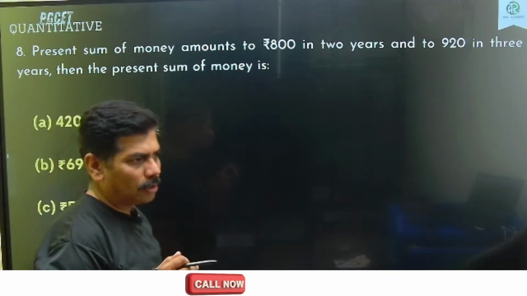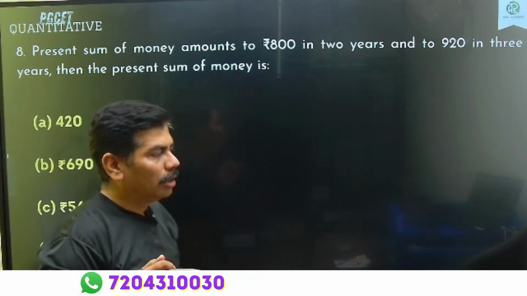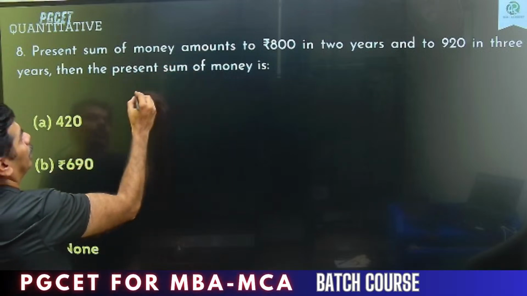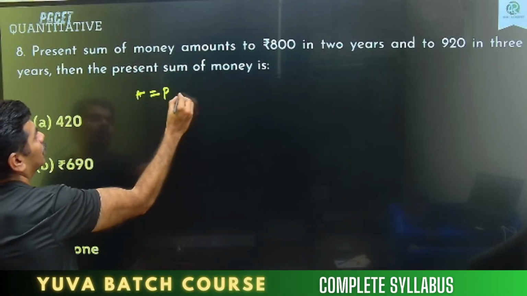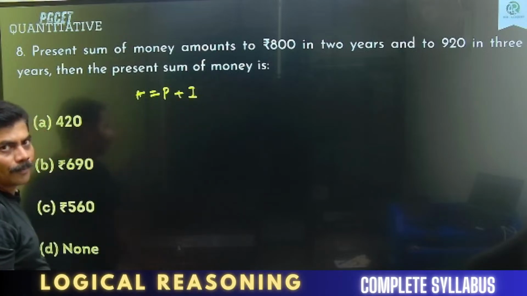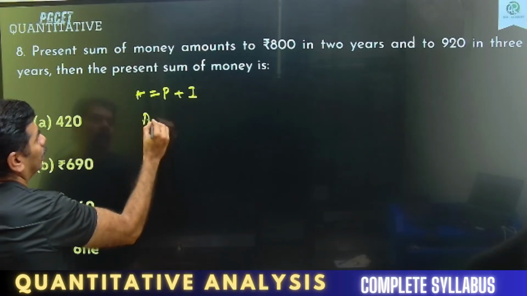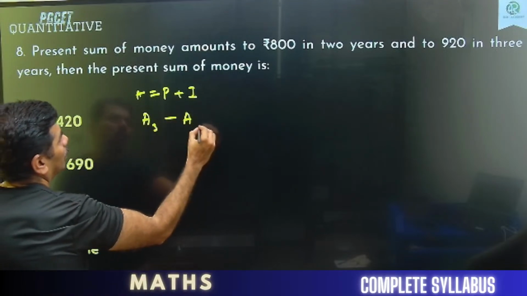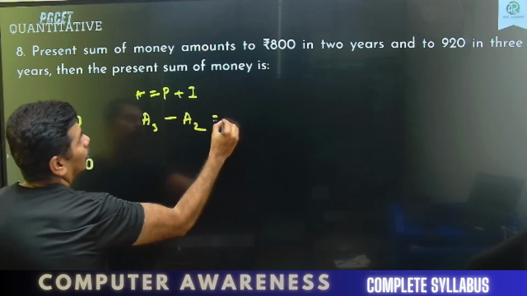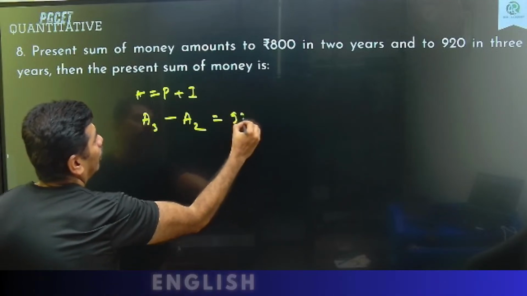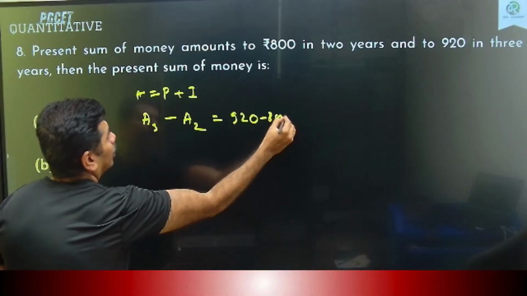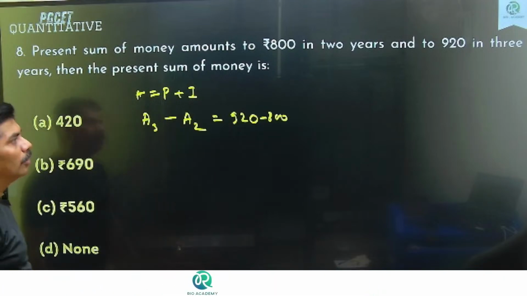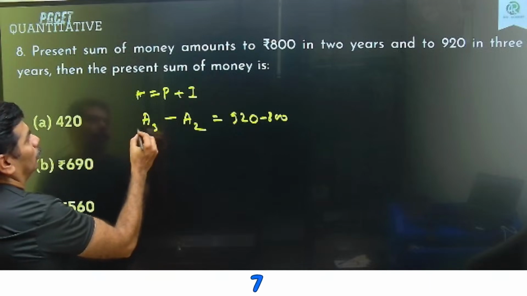Can you use the same logic? Or let me do it again. So we'll take amount equals principal plus interest. So amount at the end of 3 years minus amount at the end of 2 years will be 920 minus 800. So what is this?